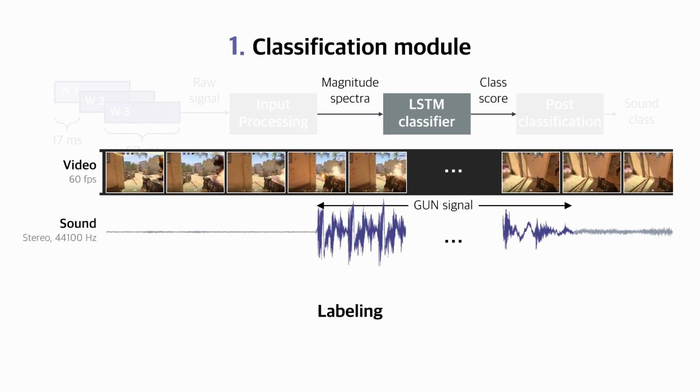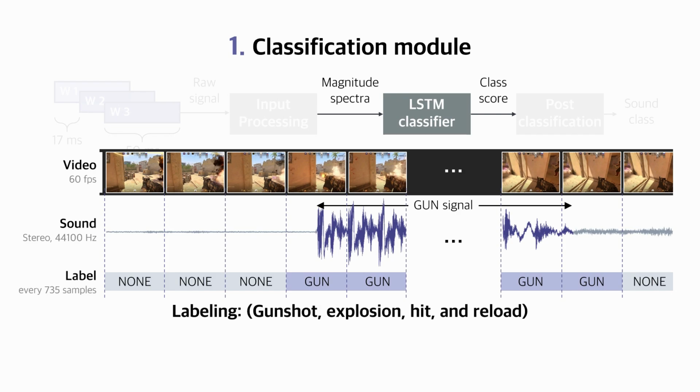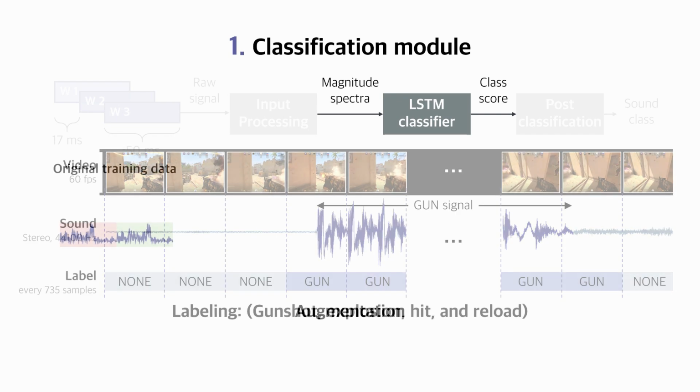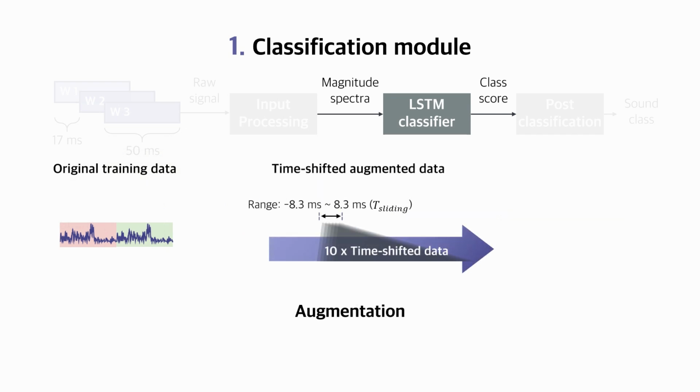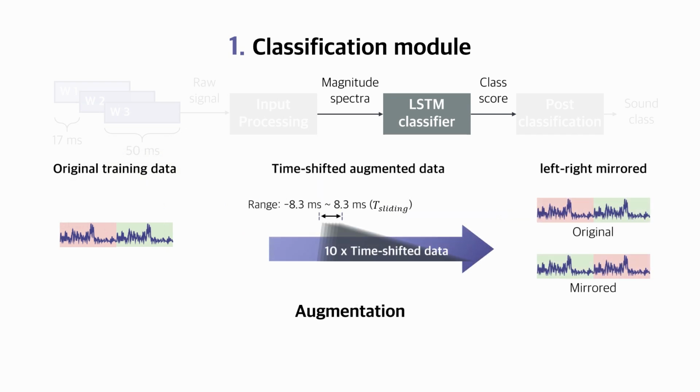To do this, we created our own dataset by labeling frames that contained our target sound classes. In this study, we focused on FPS games and chose gunfire, being hit, nearby explosions, and reloading as our target sound classes. To improve the classifier's robustness, we applied time-shifting augmentation and left-right mirroring, increasing the dataset by 22 times.